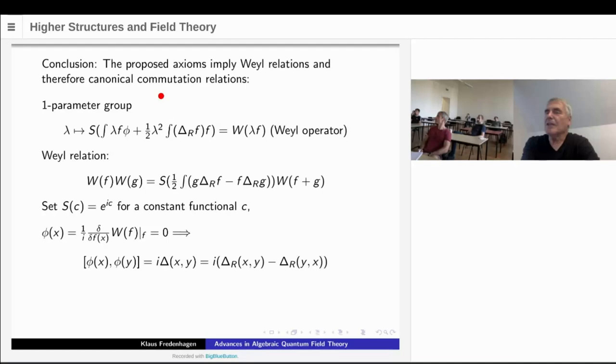Namely, we can add to this linear function a constant term such that you get a one-parameter group. This is a simple calculation that this is a one-parameter group if you use this law of composition on the other side. So I define this to be the Weyl operator, so the exponentiated field. And the relation before now reads like this. So you have two such Weyl operators. You get the Weyl operator of the sum times some factor, which is just the S matrix corresponding to this antisymmetric functional of G and F.